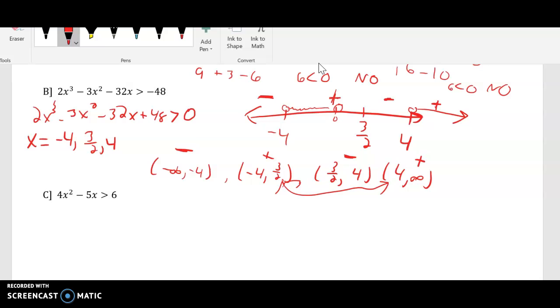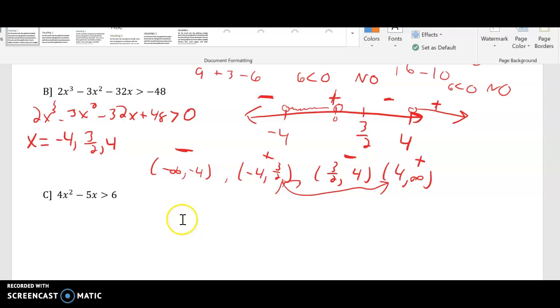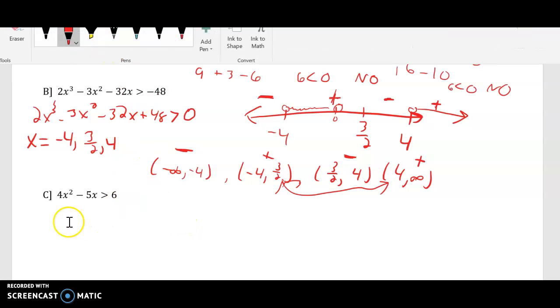So, all right, let's take a look at letter C. We do have to subtract the 6 on both sides and bring it over. So we're going to have 4x squared minus 5x minus 6. And since it's a quadratic, let's definitely factor this.